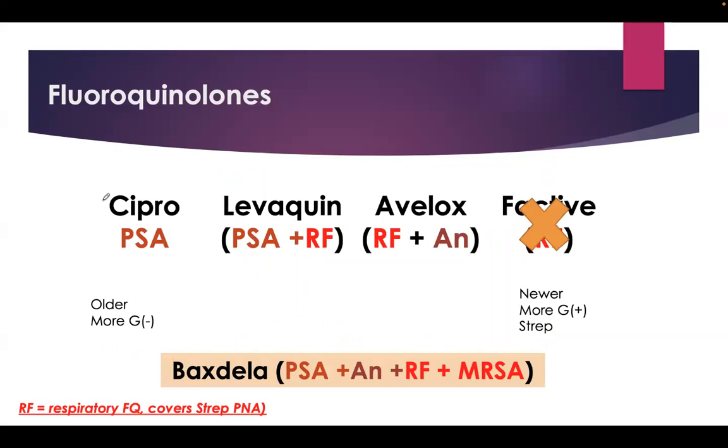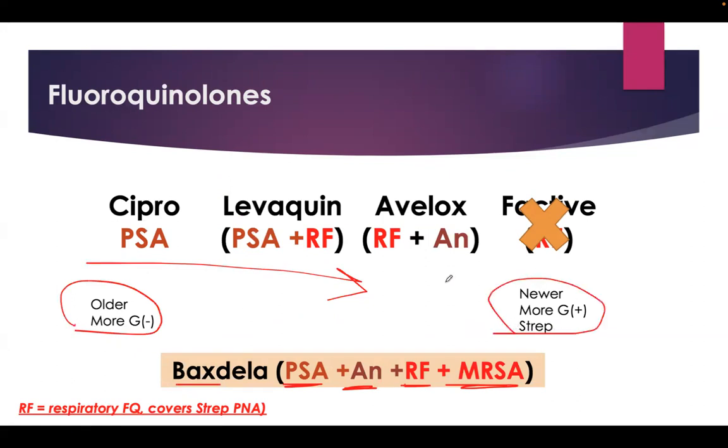Now, as far as the spectrum of activity, one way to do it: Baxdela, you're going to get your Pseudomonas aeruginosa coverage, your anaerobes, your respiratory, your pneumococcus, right, and your MRSA. But when you go from the older to the newer, you're usually more gram-negative with Cipro, more gram-positive as you get up to Avelox. But Cipro is going to give you Pseudomonas. Levofloxacin and Avelox are going to be respiratory fluoroquinolones. Levo is going to give you Pseudomonas as well, but Avelox is going to give you anaerobes.